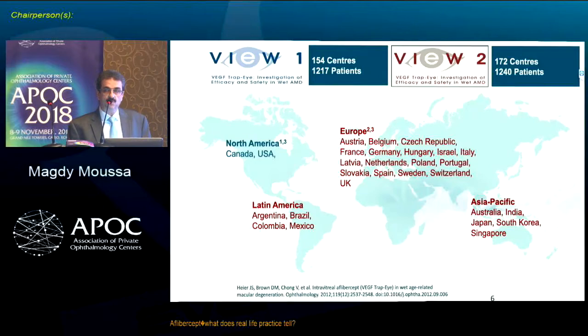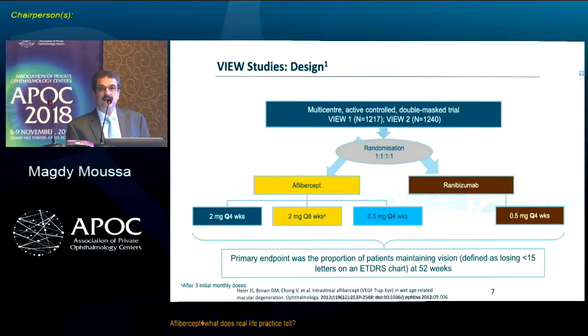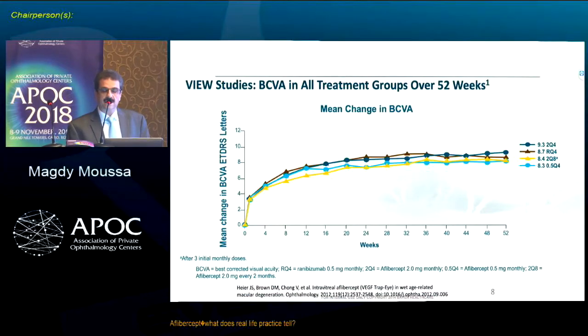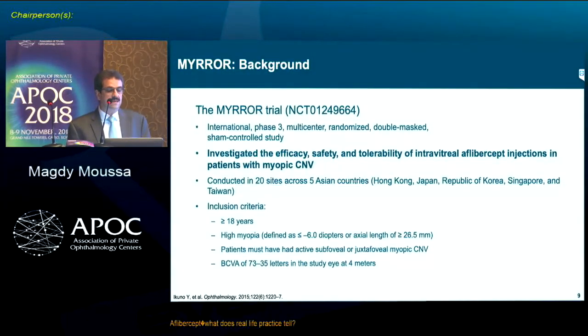Then came VIEW 1 and VIEW 2 for age-related macular degeneration, which was a worldwide study, including the Americans and Middle East and the Asian area, and they were comparing aflibercept also 4 weeks, 8 weeks, to ranibizumab, and again, they all were comparable. And the last study is the MIRROR, which used aflibercept in myopic CNV and also was effective.